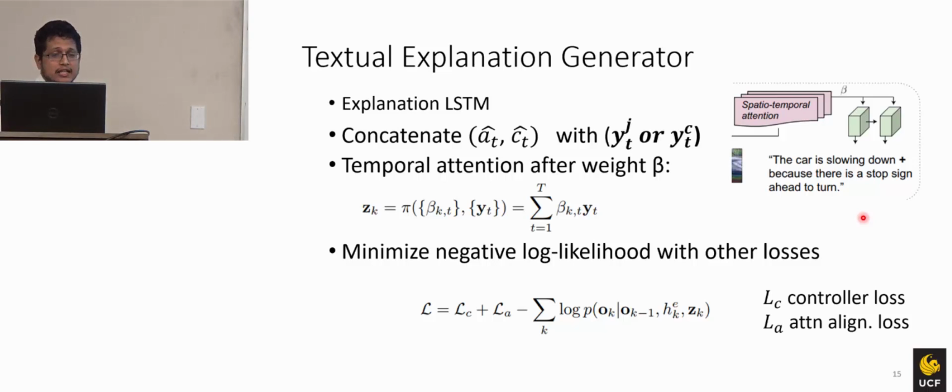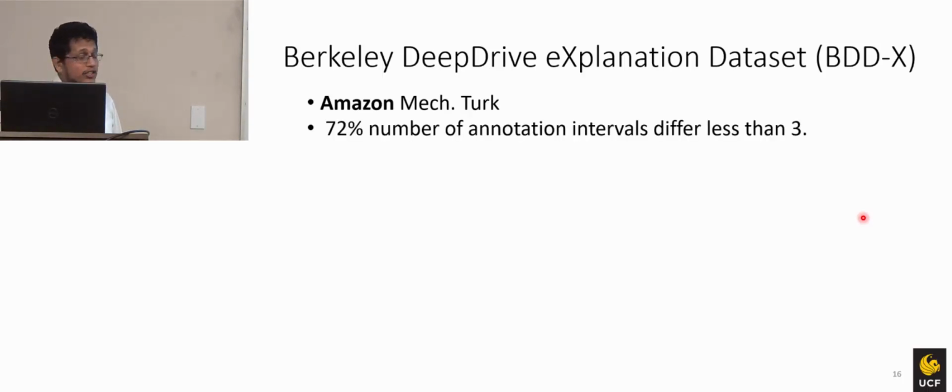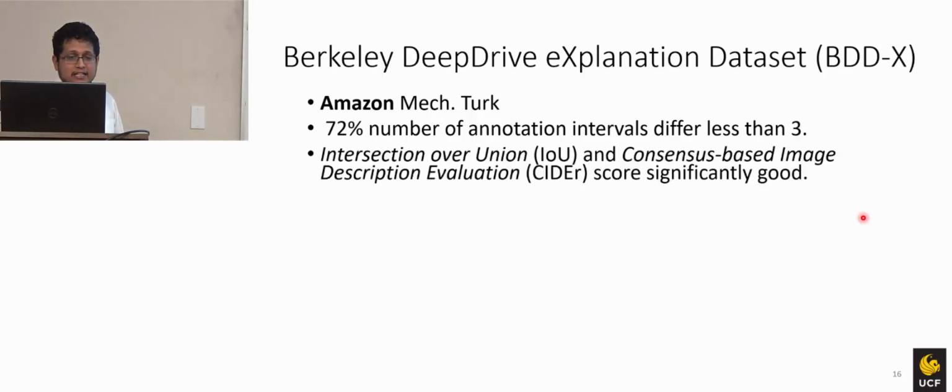Another part was that the authors generated a very good driving data set, which has many human annotations based on Amazon Mechanical Turk. For quality testing, the authors saw that the number of annotation intervals differs by less than 3 for 72% of the annotations. And some other measures like intersection over union and CIDEr score were checked to ensure the quality.